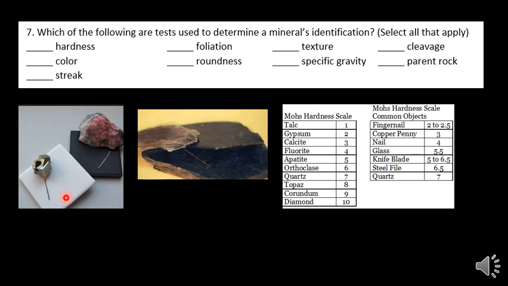And streak, well, here's the streak test down here. It's the true color that it leaves behind in powdered form when you grind it against a ceramic plate, and some of that material powders up on there. This is one of the tests you use for fake gold, for fool's gold. Real gold, if you drag it, will leave a gold streak on this plate, but pyrite leaves a dark greenish black streak on the plate.